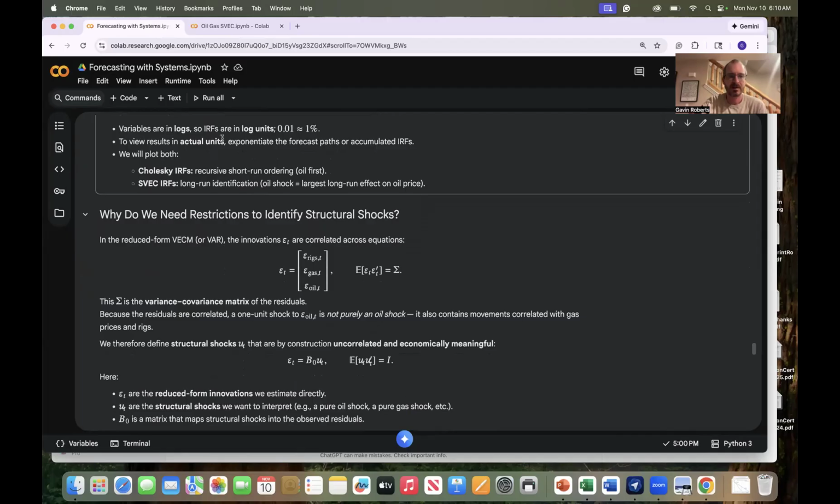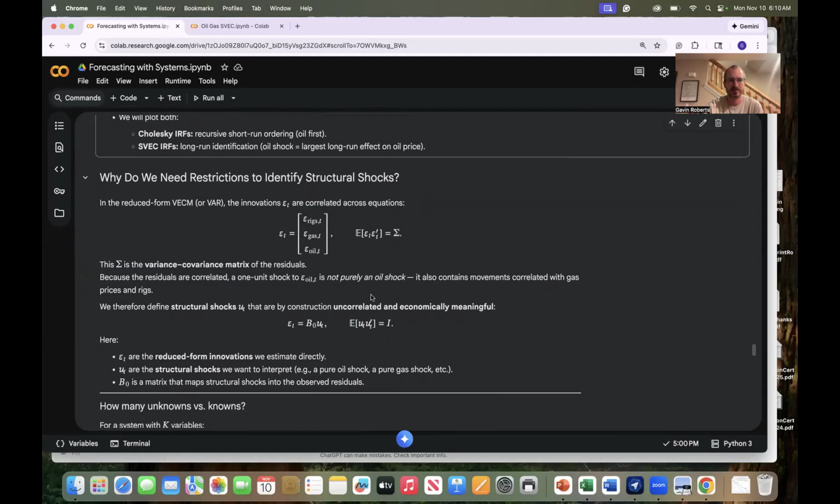So variables are in log, so IRFs are in log units. That's important to remember. To view results in actual units, we could exponentiate and do things like that.